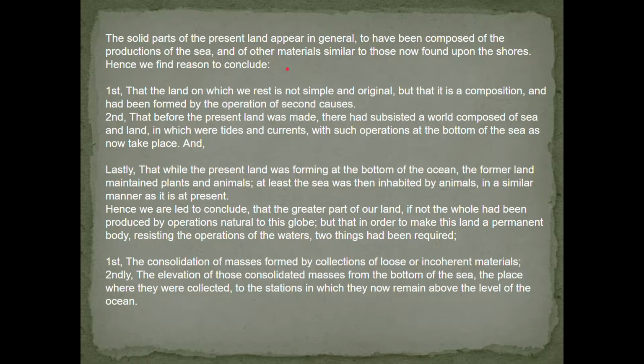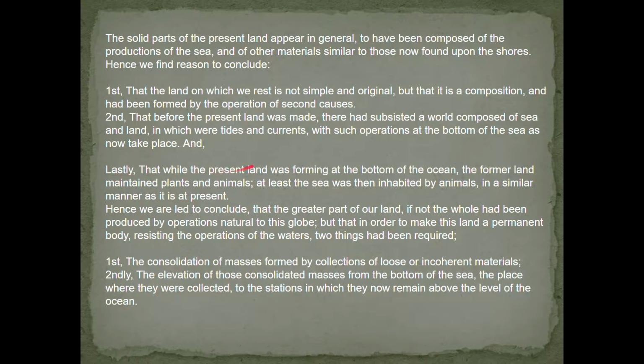Hence we find reason to conclude, first, that the land on which we rest is not simple and original, but that it is a composition and had been formed by the operation of second causes. Second, that before the present land was made, there had subsisted a world composed of sea and land, in which were tides and currents with such operations at the bottom of the sea as now take place. The guy is saying, look, this stuff formed in the past, and the past looked a lot like it does today. The same things were going on. I can find these little clamshells in these rocks, and these are the same clams I find out here on the beach. It must have been similar.